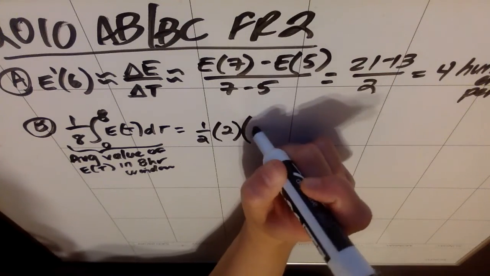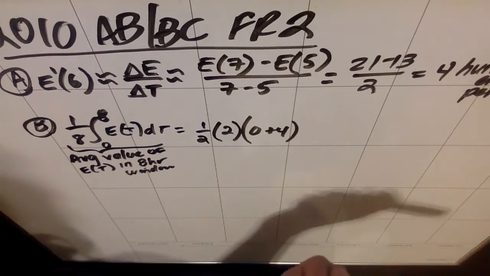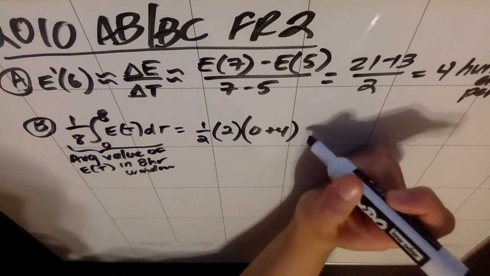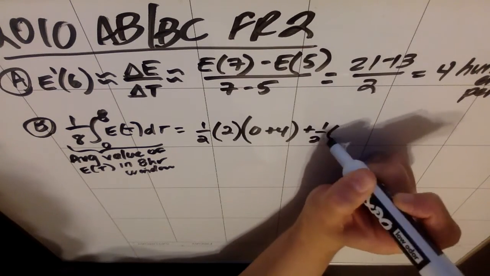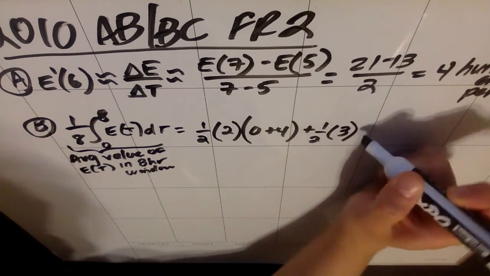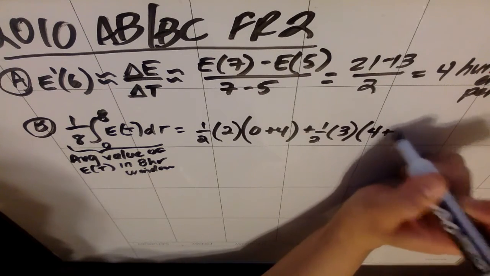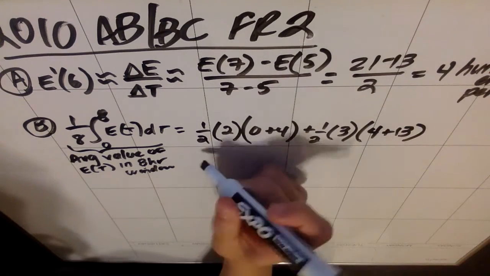and then the sum of the bases would be a 0 and a 4, because those are the two y values in the table. So that's the first trapezoid, right? Plus the next trapezoid is going to be 1/2. The height from 2 to 5 is a 3, and then the sum of the two bases would be the 4 plus the 13. Now I'm going to loop this down to the next row so that you can see it.